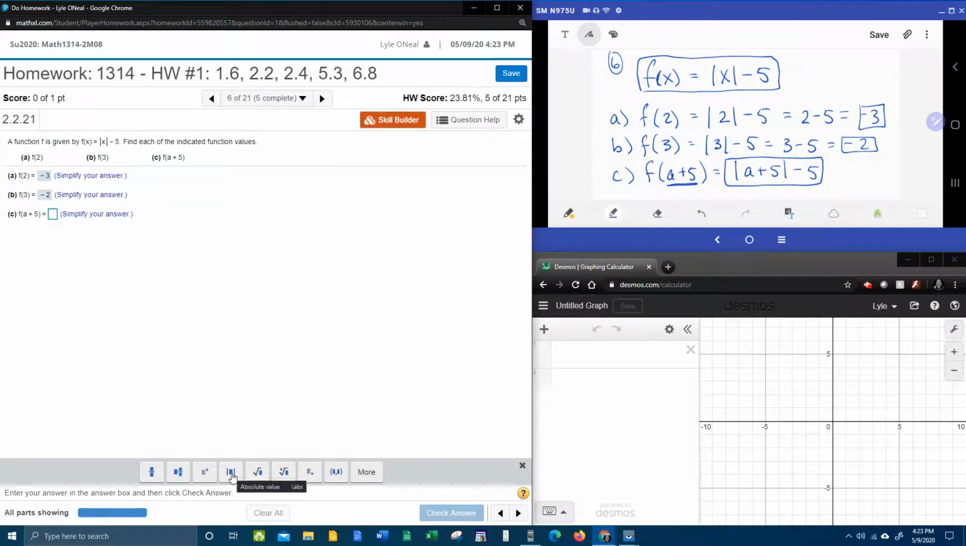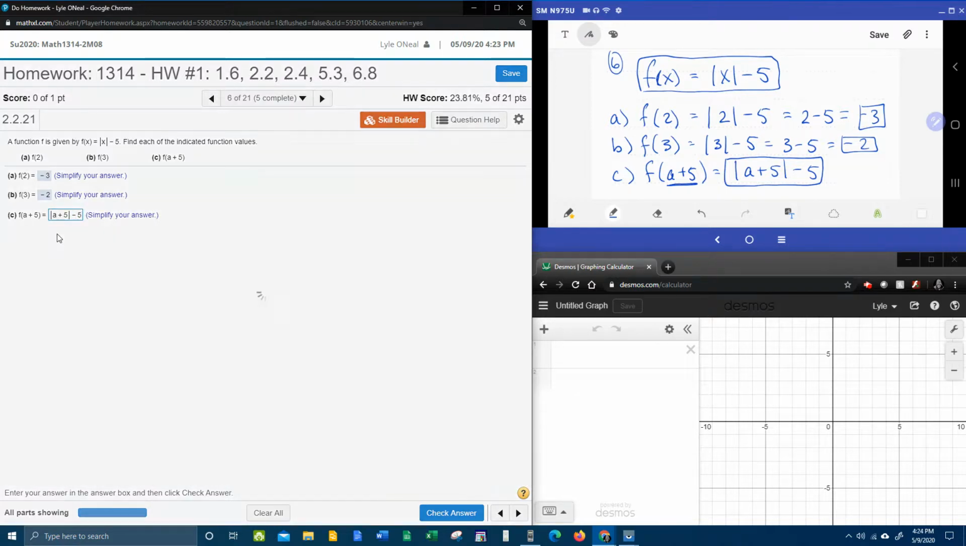And so notice down here at the bottom, they do have an absolute value tool. We're going to say a plus 5, move outside and put minus 5. And there's how that works.